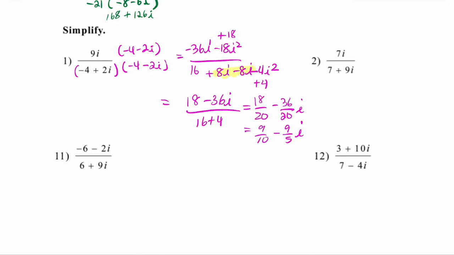Okay, so now we're moving on to 11. 11 has two pieces in our numerator and our denominator, so put parentheses around both. We are going to multiply the bottom times the conjugate. We're going to use the bottom's conjugate. So the conjugate of 6 plus 9i is 6 minus 9i. And whatever we multiply on the bottom, you have to multiply on the top, or you have changed your fraction.